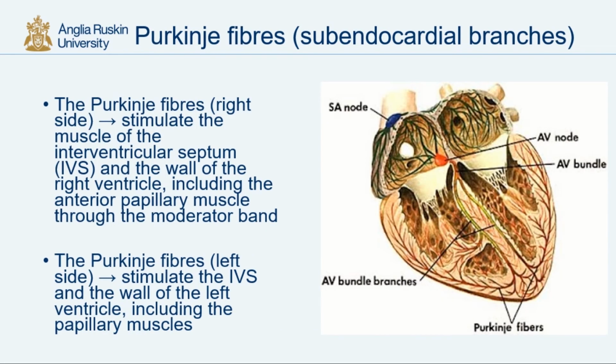The right and left bundle branches then divide into Purkinje fibers, which extend into the walls of their respective ventricles, just underneath the endocardium in a space called the subendocardial space. The Purkinje fibers on the right side stimulate the muscles of the interventricular septum and the wall of the right ventricle, including the anterior papillary muscle through a connection between the septum and the anterior papillary muscle, which is known as the moderator band.